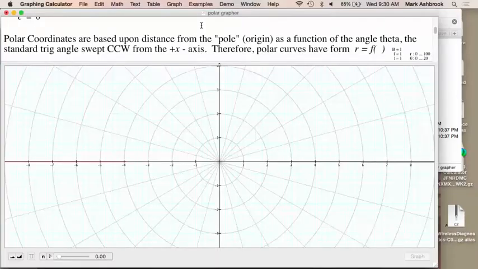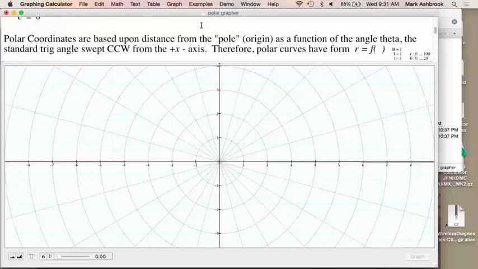So polar coordinates is a way of totally reorganizing how we graph things in the plane. It's a whole new system of finding points and plotting functions. It's a totally different system. What's the system we have now?